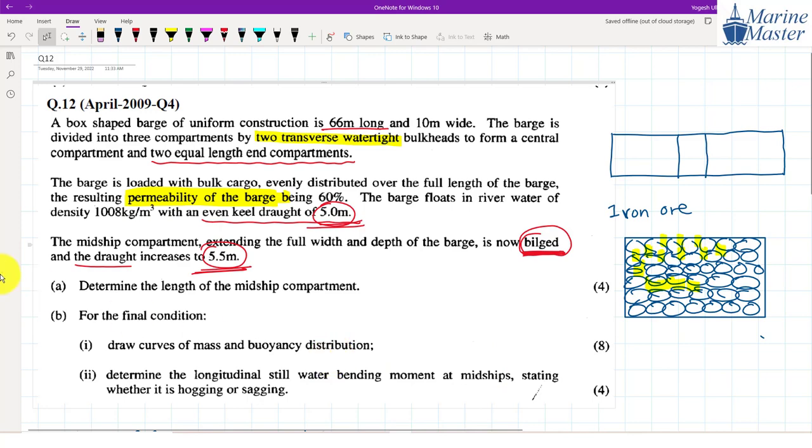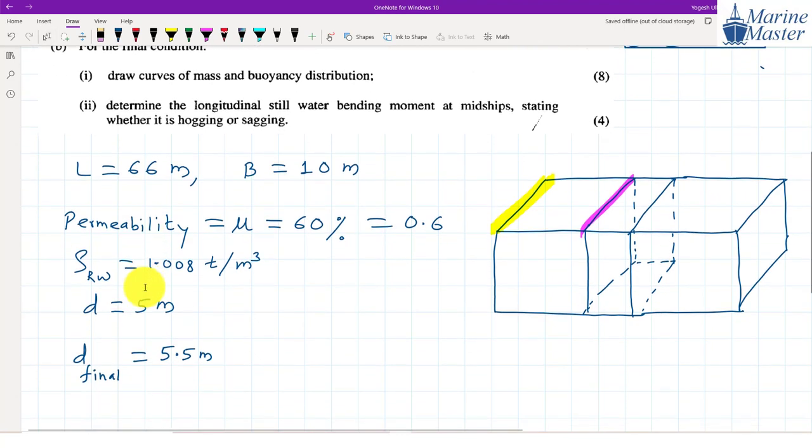And our target is what? In part A, we have to determine the length of the midship compartment. So how much length of this midship compartment will we have? That will be our target. We have to find out this length of the midship compartment, and we will call it LC, the length of the midship compartment. Getting my point? Try to understand the scenario.